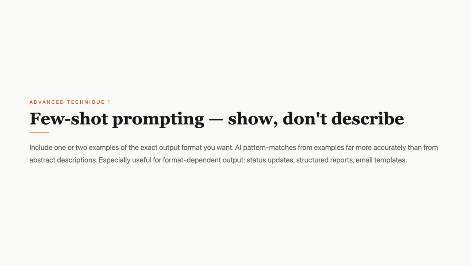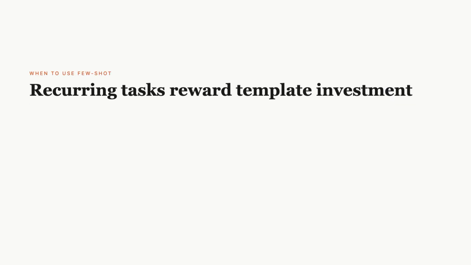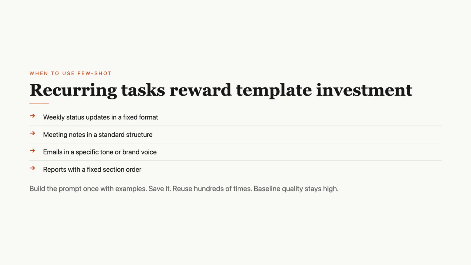Few-shot prompting is especially valuable for recurring tasks. If you write a weekly status update in a specific format, a monthly report in a specific structure, or emails in a specific tone, build the prompt once with 2 or 3 examples of the ideal output. Save it, and reuse it. The upfront investment pays back immediately.